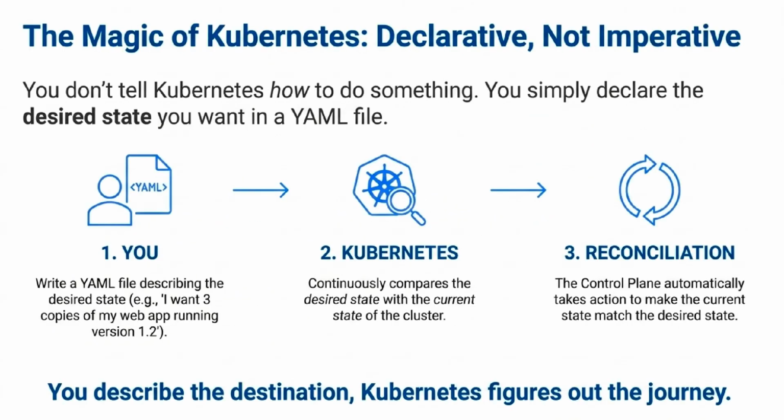Now, here's the real magic of Kubernetes. You don't tell Kubernetes how to do something. You simply declare the desired state you want. Step 1. You write a YAML file describing that state. Step 2. Kubernetes continuously compares that state with what's currently running. Step 3. The control plane takes action, reconciling any differences. You describe the destination. Kubernetes figures out the journey.